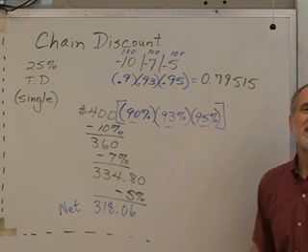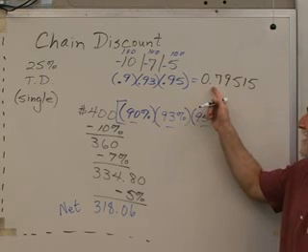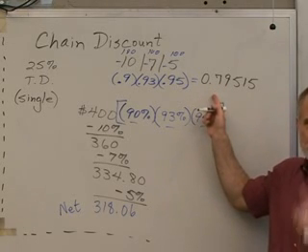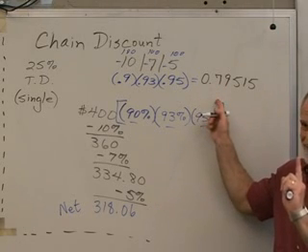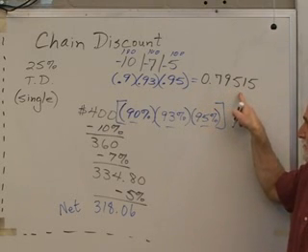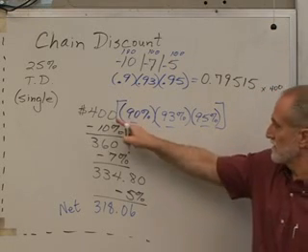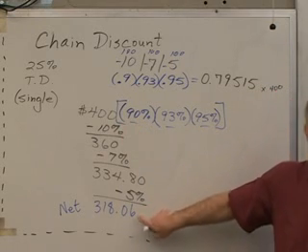Now, what does that mean? That means that's what we're paying for it. That's the rate we're paying for it. Take this 0.79515, which is still in your display, and multiply it times the list price of 400, and we should get this 318.06.